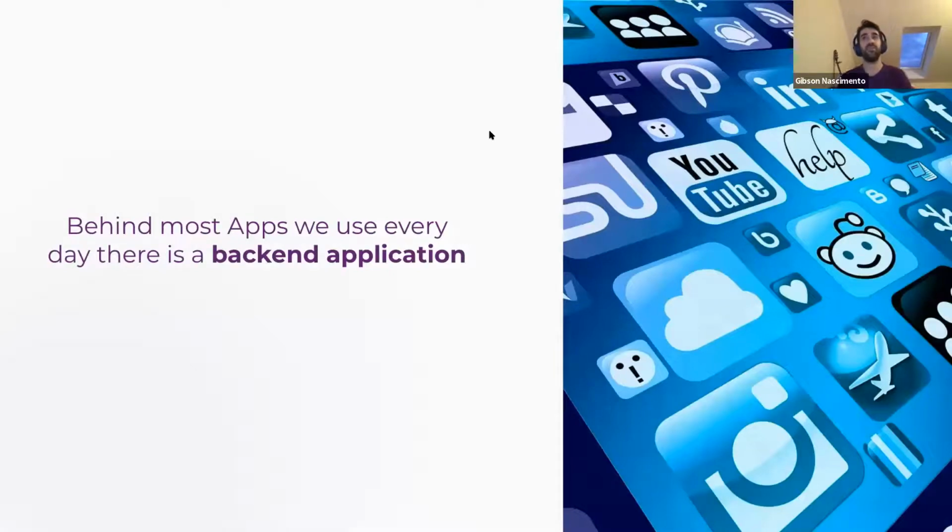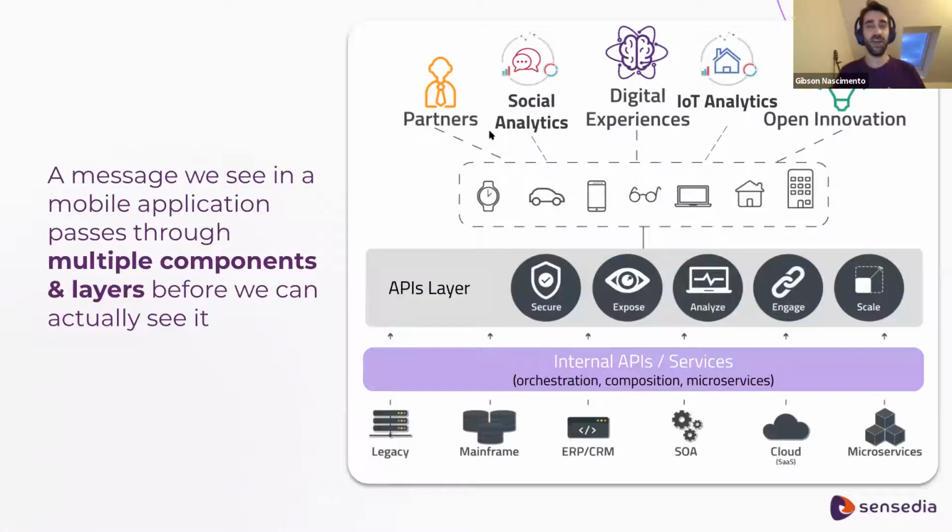I want to start with a statement that behind most of the apps we use on a day-to-day basis, although we don't know it, there is most of the time a backend application delivering the information that we see on the screen. A simple message that we see sometimes actually comes from multiple layers and multiple components. One simple click to order something online, to order food online, goes through a huge number of layers that we can't even imagine.